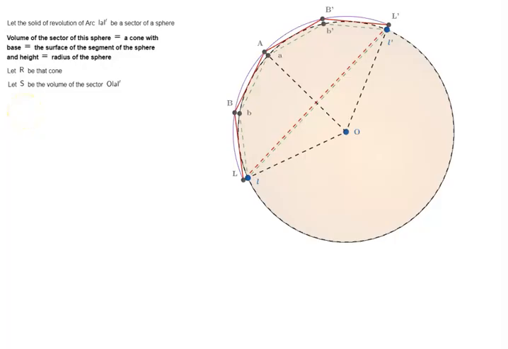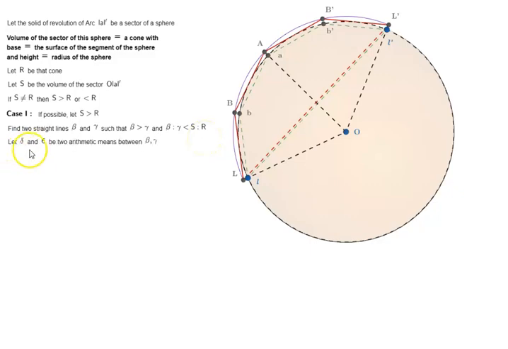Now we are going to use proof by contradiction. So if S is not equal to R, then S is either greater than R or less than R. So let's take it one by one. If possible, let S be greater than R. Find two straight lines beta and gamma such that beta is greater than gamma and beta is to gamma is less than S is to R. Let delta and epsilon be two arithmetic means between beta and gamma.